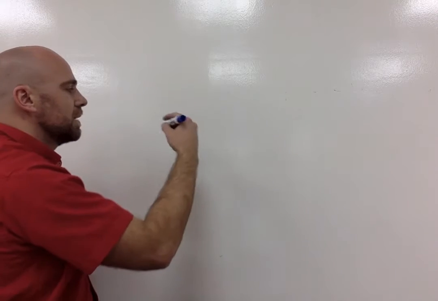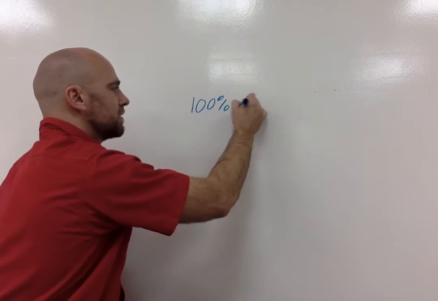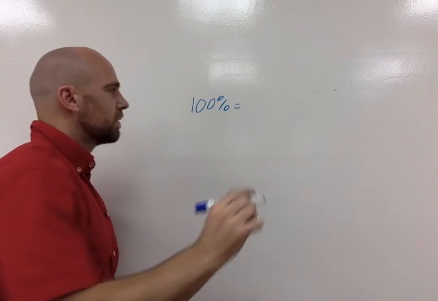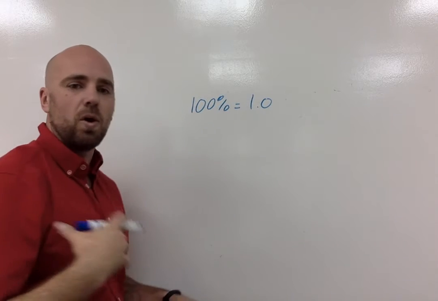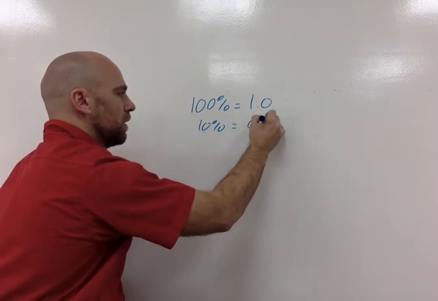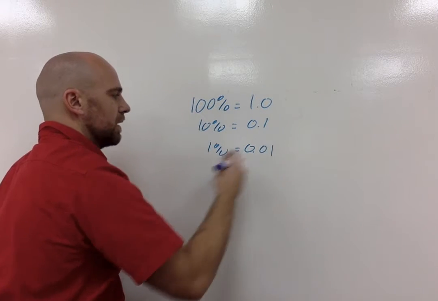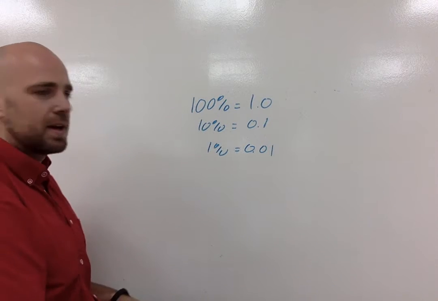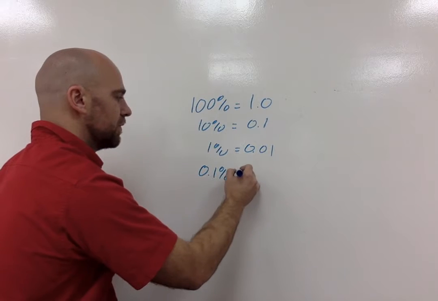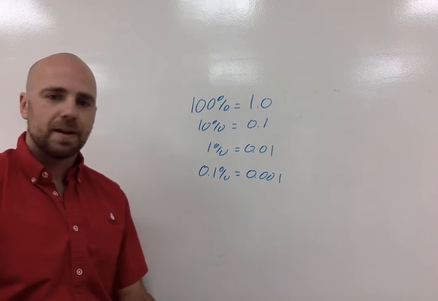When we're talking about percentage to a decimal, if we have 100%, that's going to equal 1.0. 100% is a whole. If we have 10%, it's going to be 0.1. If we have 1%, it's going to be 0.01. Hopefully you can see the pattern. If I keep going, 0.1%, my decimal moved over again, so 0.001. I can follow that same thing.